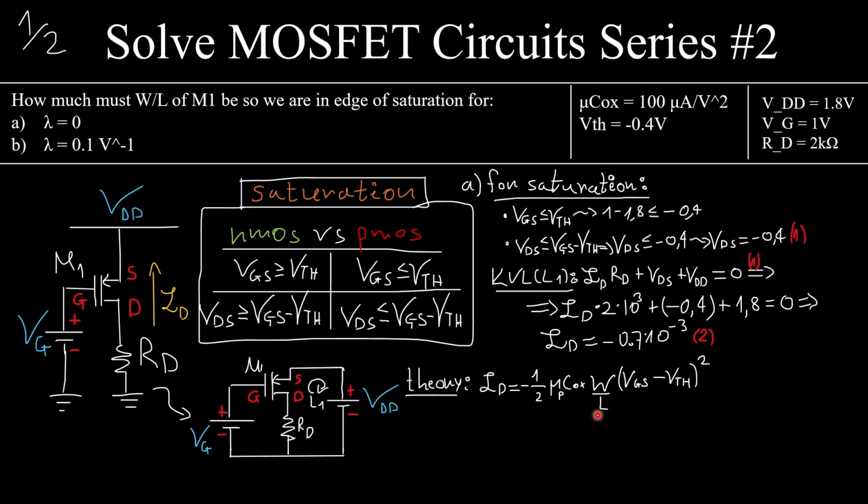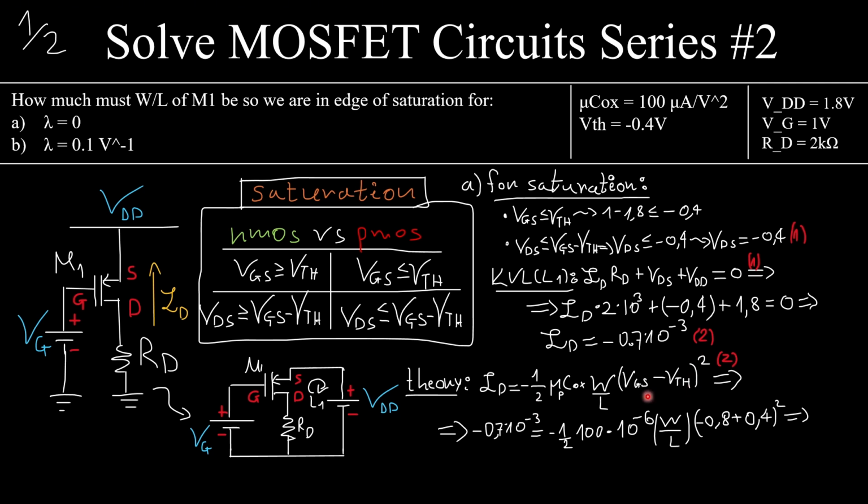Now from theory, we know that the current of the MOSFET in saturation must be 1/2 mu p Cox W over L, VGS minus VTH squared. And because we have a pMOS device instead of an nMOS, there is a minus sign here again, that the current flows in a different direction. Replacing all these values over here, we know everything from here. We know VGS, we know VTH, we know the current from here. We replace everything, and we are left with W over L, the one I asked for in the beginning.